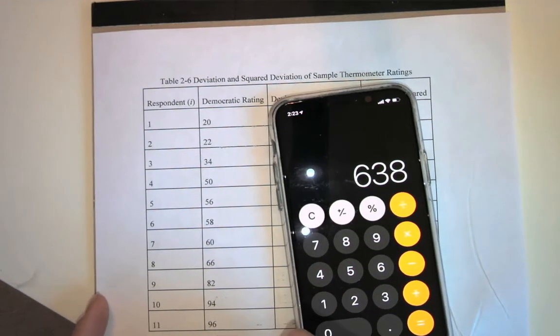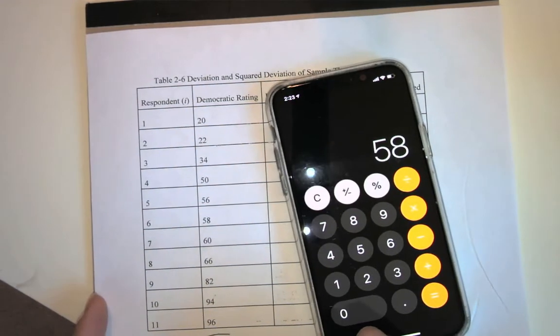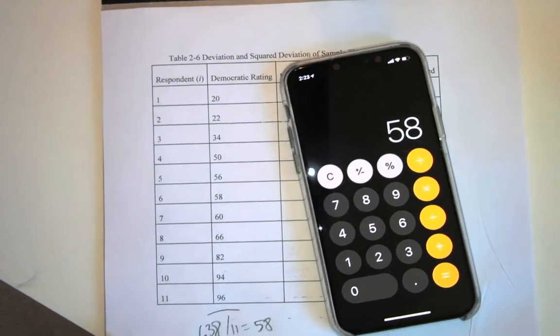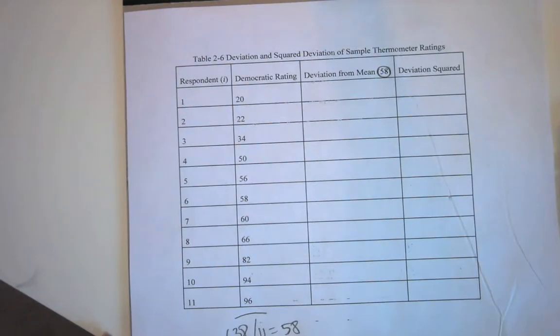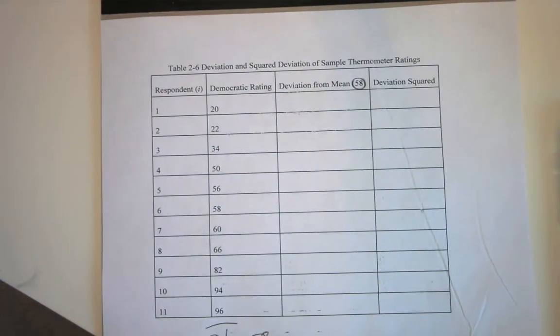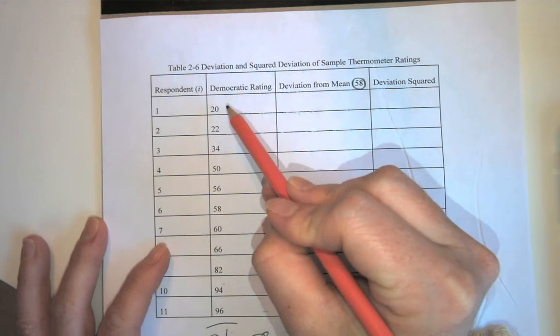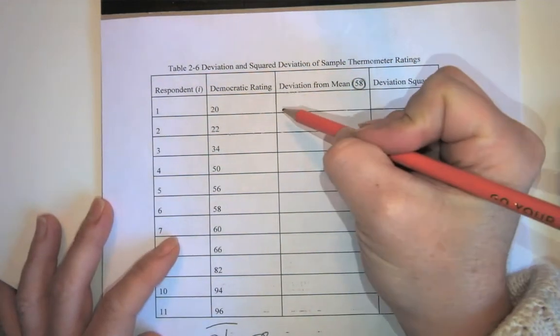So we've got 638 divided by 11. The mean value of democratic rating for these 11 people is 58. And again, you were given that information already. So once you have the mean, to calculate each value's deviation from the mean, all you do is take the value for each respondent or case in your data and you subtract the mean.